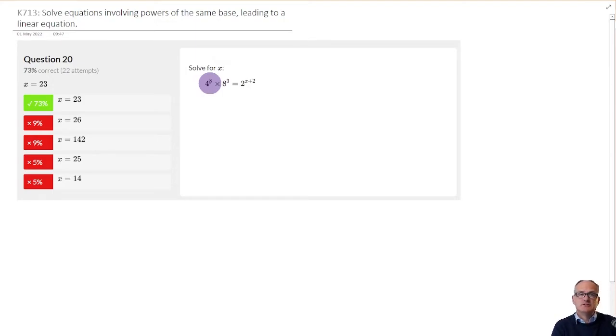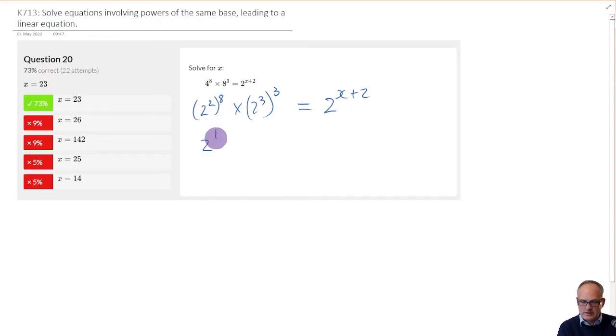So we turn them into bases where they all have the same base. So 4 is 2 squared, and we've got to do that to the power of 8, times by 2 to the 3, because that's 8, and we're going to do that to the power of 3, and then we've already got this in base 2, so we don't need to change that one's base. Now, when we do this, we must multiply the powers, so we get 16, and we multiply the powers again here, and we get 9. And we've just got 2 to the x plus 2.